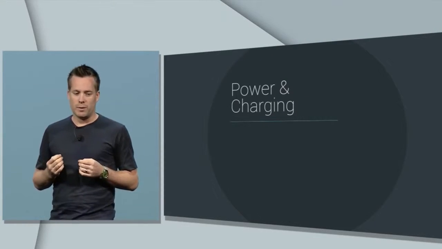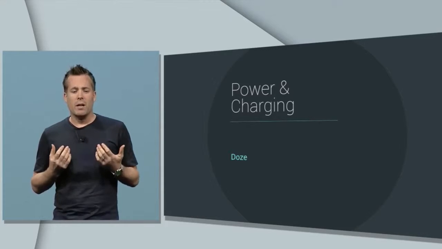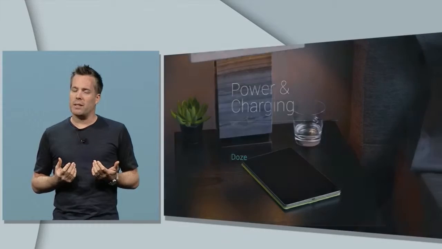Android M also introduces some under-the-hood features. One of them is Doze. Now, Doze, D-O-Z-E, basically means that the phone or tablet is using its sensors to determine if it's being used or not.